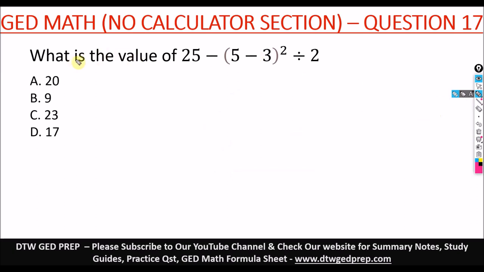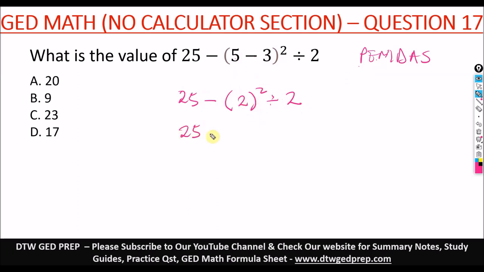Question 17 says, what is the value of this? We have 25 minus... We have to use PEMDAS, okay, which is parentheses first. So let's deal with the parentheses. In the parentheses, we have 5 minus 3, which is 2 squared, divided by 2. After parentheses, your exponent. So this is an exponent here. So we have 25 minus 2 squared. That's 2 times 2. That will be 4. So we have 4 divided by 2.